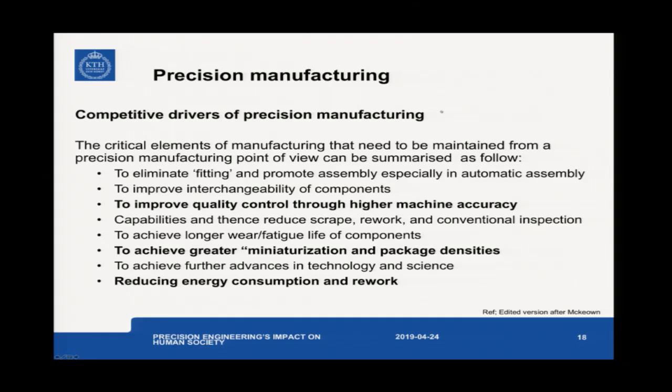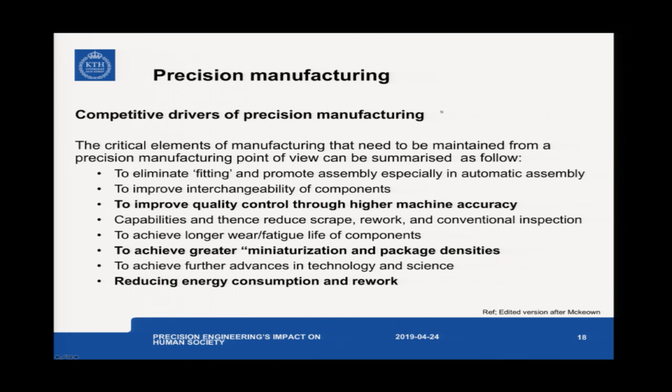Today we see the drivers, and this is from my point of view, the drivers for doing precision manufacturing are maybe not so much the interchangeability of components. That was the early need that we saw. Today we see reducing energy consumption and rework as very important in the sustainable global environment we are living in today. We also need greater miniaturization, for instance in silicon wafer manufacturing of IC circuits and so on. And one thing that will always be there is improved quality and quality control of components.